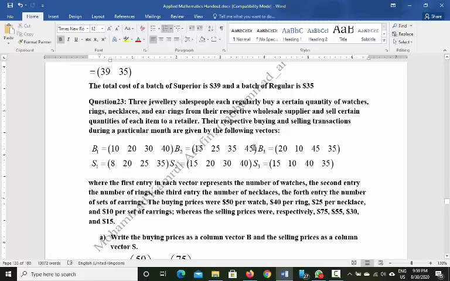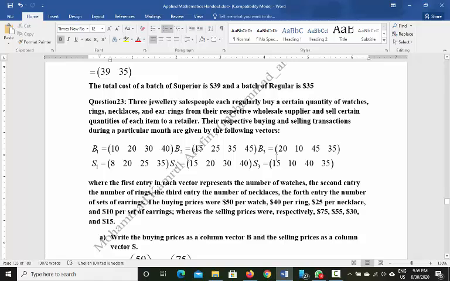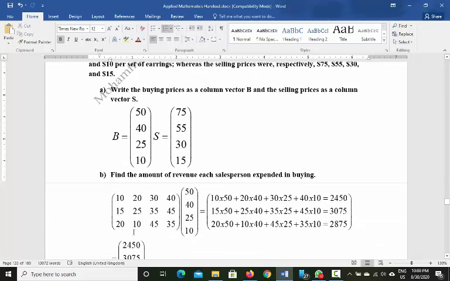This one represents the buying pattern of the second sales guy: 15, 25, 35, 45. The second row represents the buying pattern of the second sales guy. This one represents the buying pattern of the third sales guy: 20, 10, 45, 35.